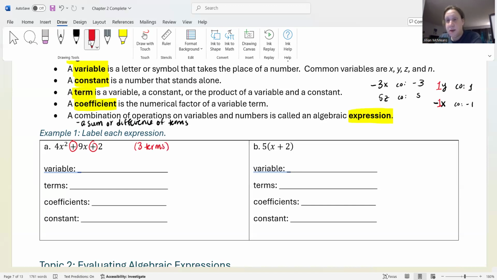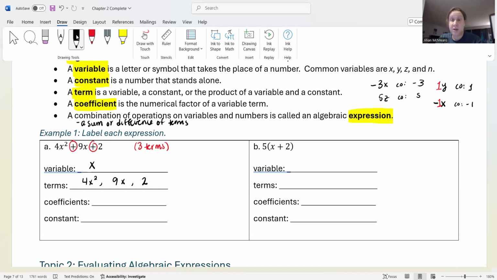Now, when we're looking at this expression, we have one variable that shows up, okay? It shows up in two different terms, but it's the same type of variable. So in this case, we would say that we have a variable of just x. That's the variable that is present here. You could certainly have an algebraic expression that had more than one type of variable, okay? Now, when it comes to the terms, remember, terms are separated by addition and subtraction. So our first term is 4x squared. Our second term is 9x, and our third term is 2.